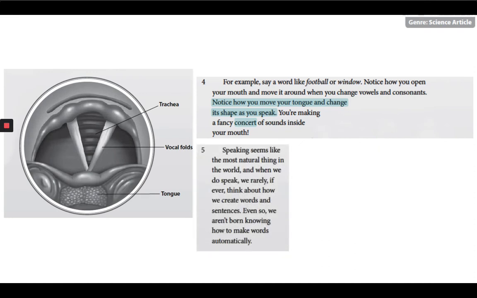Speaking seems like the most natural thing in the world, and when we do speak, we rarely, if ever, think about how we create words and sentences. Even so, we understand we aren't born knowing how to make words automatically.